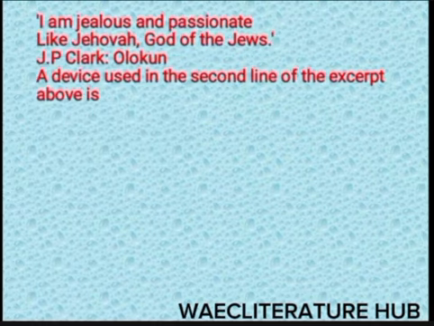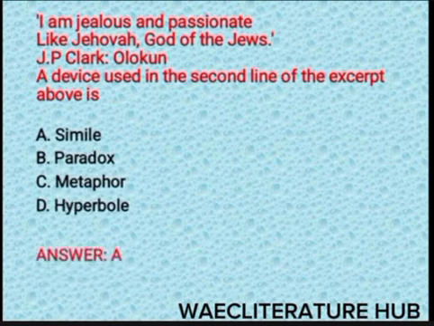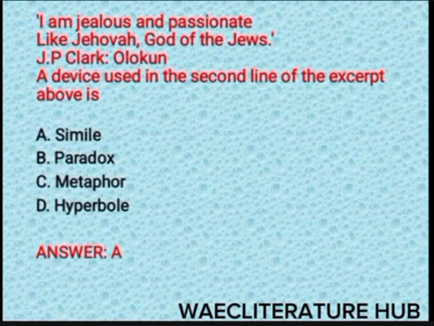"I am jealous and passionate, like Jehovah, God of the Jews." J.P. Clark, Olokun. A device used in the second line of the excerpt above is simile, paradox, metaphor, hyperbole. And of course, our answer is simile. Like Jehovah, God of the Jews. He has compared himself to Jehovah. And you know that simile is a comparison between two unlike things with the use of the words as and like.